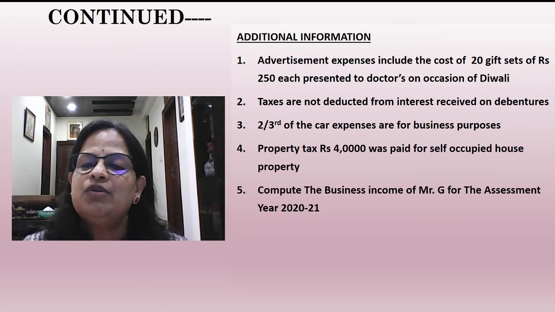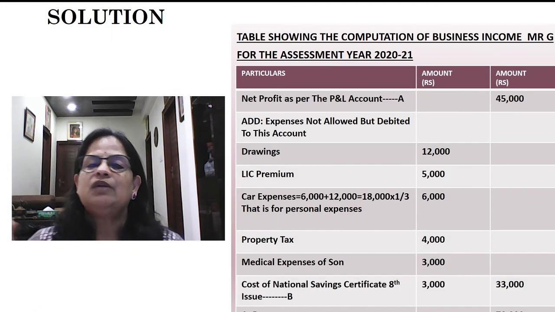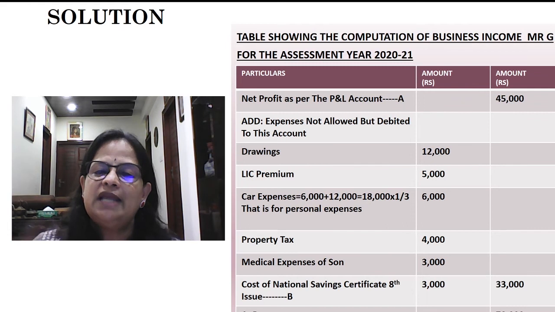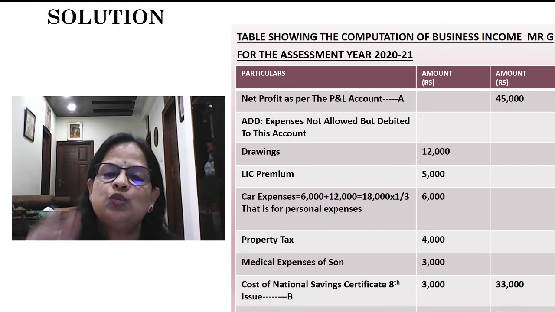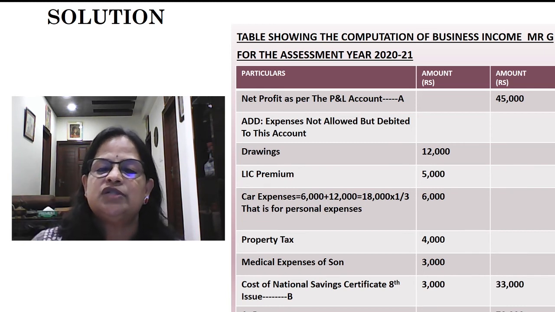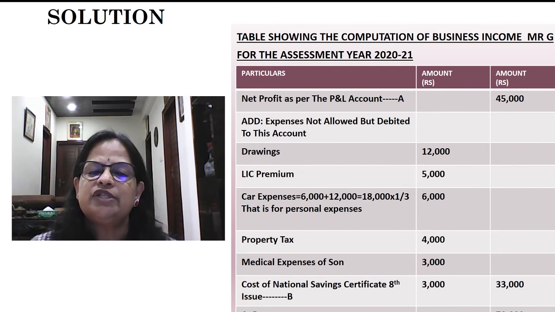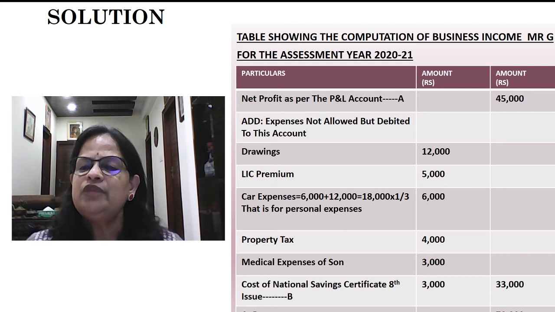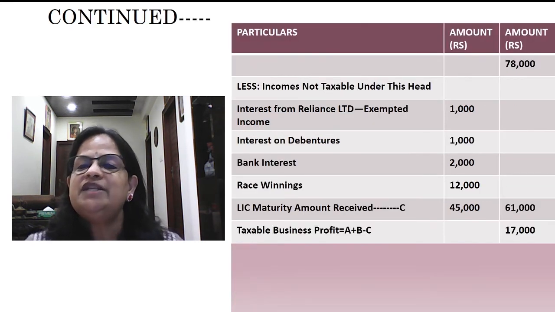Compute the business income of Mr. G. Now we are calculating. Net profit is 45,000. Add expenses not allowed but debited to this account. Drawings 12,000. LIC premium 5,000. Car expenses, 1/3 we have to reduce. Driver's salary and car expenses total 18,000. 1/3 of that is 6,000, which you have to disallow. Property tax 4,000. Medical expenses of handicapped son 3,000 not allowed. Cost of national savings certificates 3,000. So total 33,000. When you add A and B you will get 78,000.